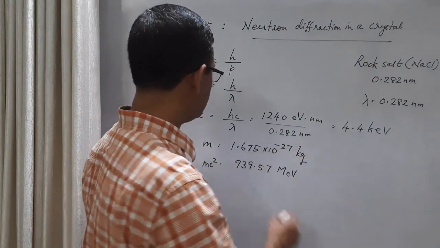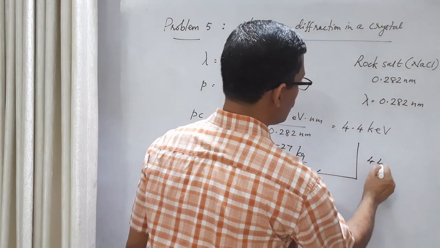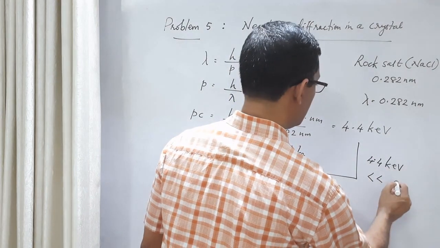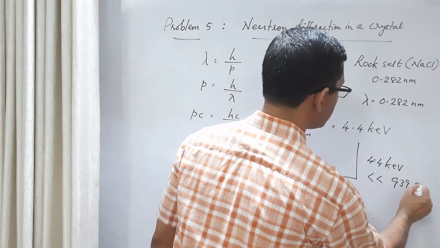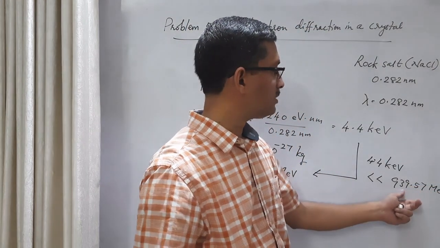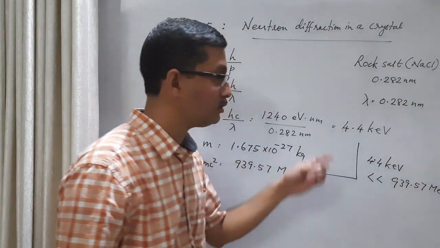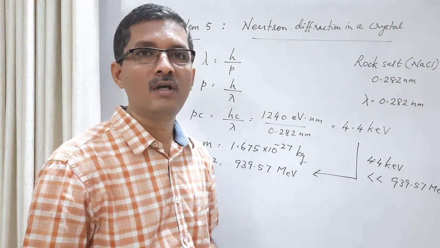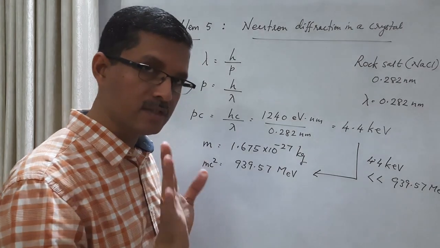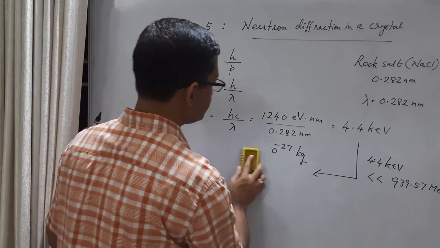This is our Pc, this is the rest energy. So this 4.4 kilo electron volt is very small compared to 939.57 MeV. If you convert this into kilo electron volt, you have to multiply with another 10 raised to 3. So this is a very large value. So Pc is very small compared to the rest energy, and we can use a non-relativistic calculation. A relativistic calculation is not required in this case. So let us use the non-relativistic calculation.